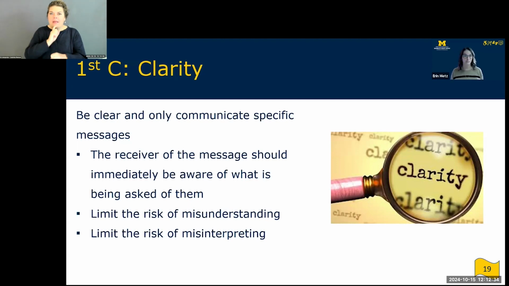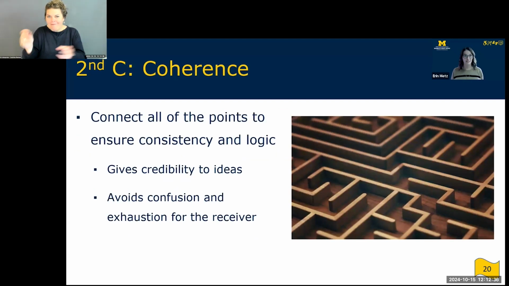The second C is coherence, where we connect all of the points of our communication message to ensure consistency and logic. This helps us give credibility to our ideas and avoids confusion and exhaustion for the receiver. It should not feel like we're navigating a complicated maze in order to understand the idea or the information that someone is sharing with us.